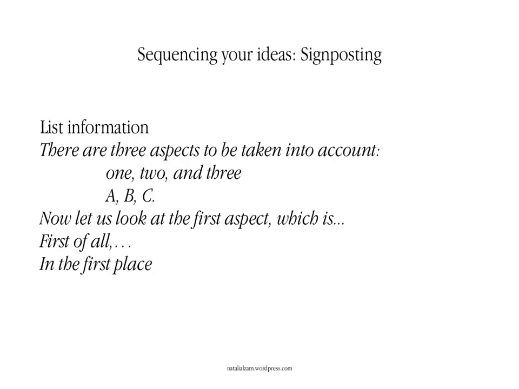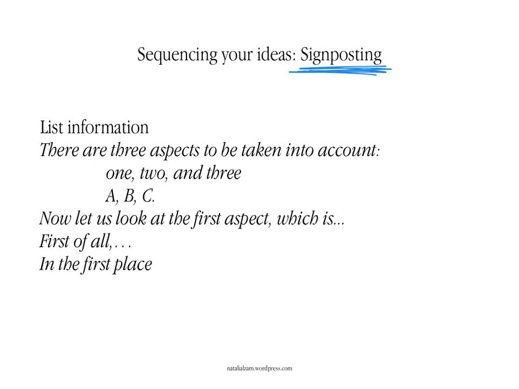As I said, it is essential for you to signpost the information, to give clear indications. Imagine it's as if you were giving instructions to someone who's driving through a road they don't know. So the examiner doesn't know where you're going, so you're giving indications. For example, you might list information and say things such as, there are 3 aspects to be taken into account, or 3 aspects that need to be taken into account. And so you mention them, 1, 2, 3, ABC, whatever.